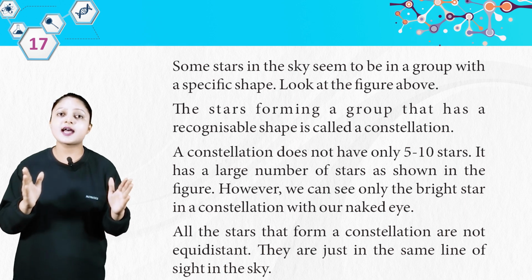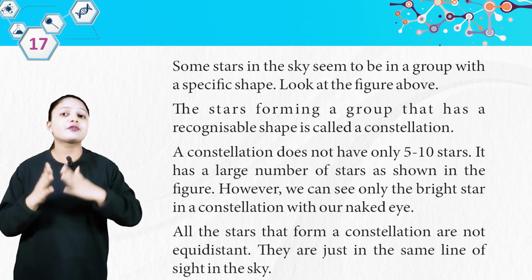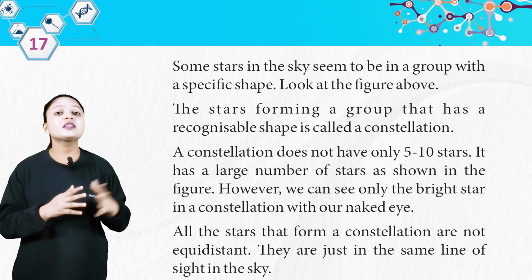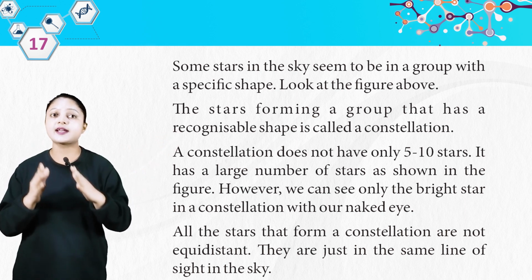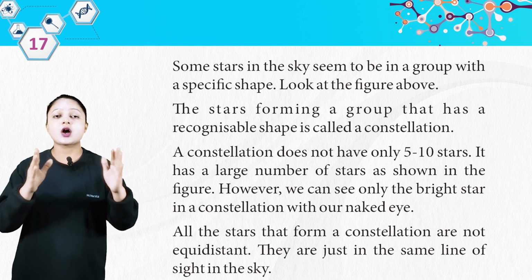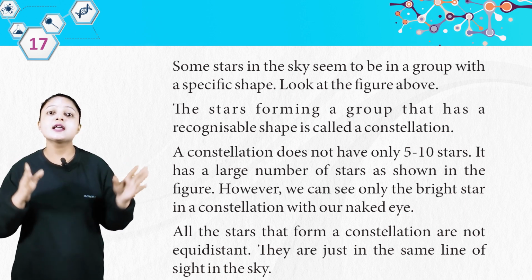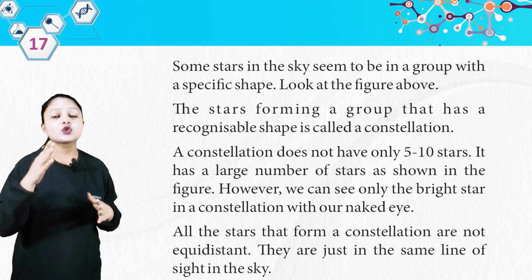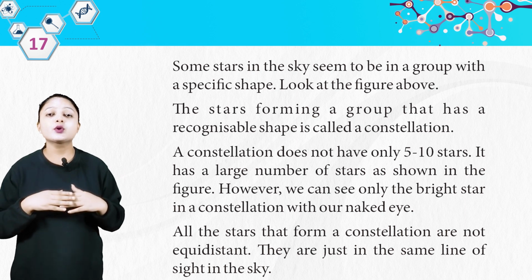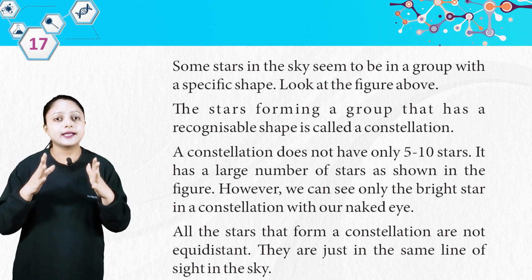Some stars in the sky seem to be in a group with a specific shape. Look at the figure above. The stars forming a group that has a recognizable shape is called a constellation. A constellation does not have only 5 to 10 stars, it has a large number of stars as shown in the figure. However, we can only see the bright stars in a constellation with our naked eye.